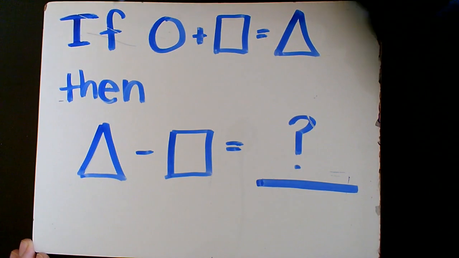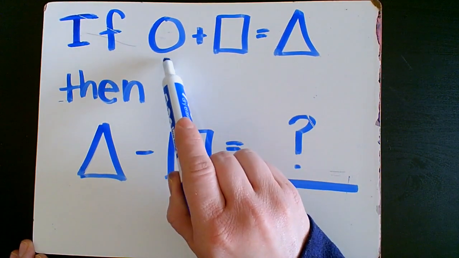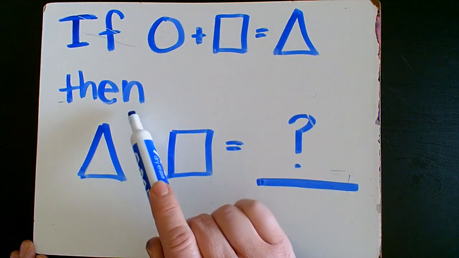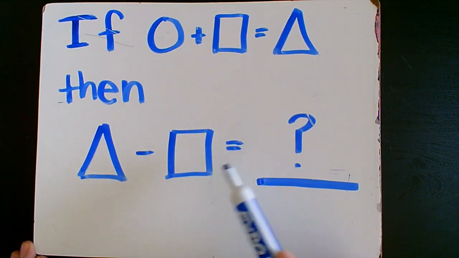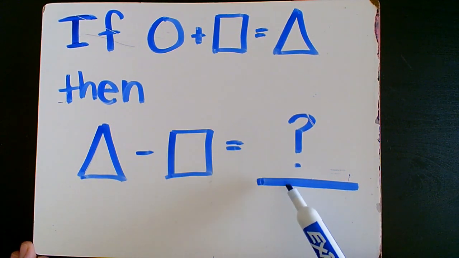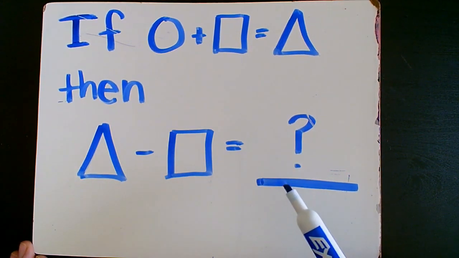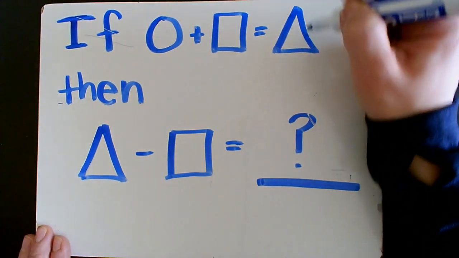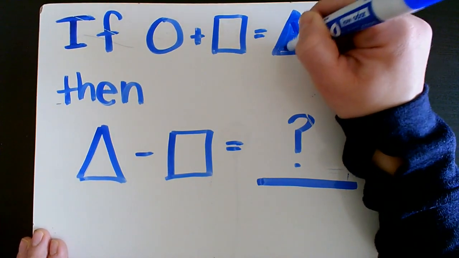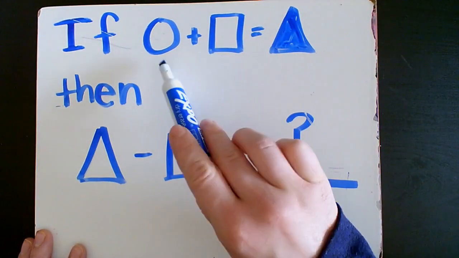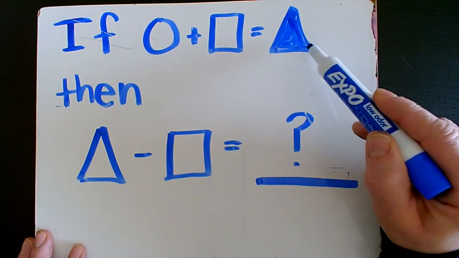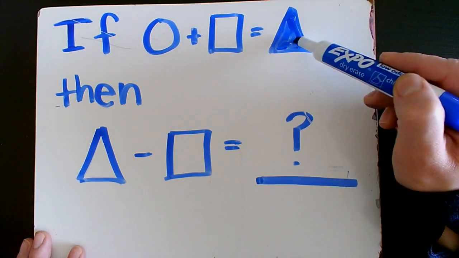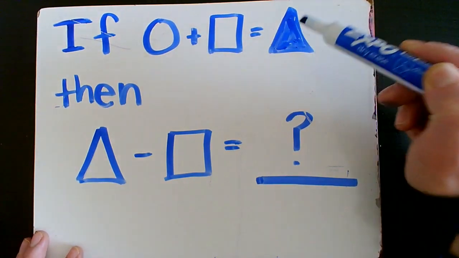So it says if circle plus square equals triangle, then triangle minus square equals... Okay, so let's talk through this for a moment. This might seem so strange. That's okay. So when two numbers are put together, it equals a sum. We know that. And it's bigger because we're putting two parts together. So this sum, when we subtract, always goes in the beginning.